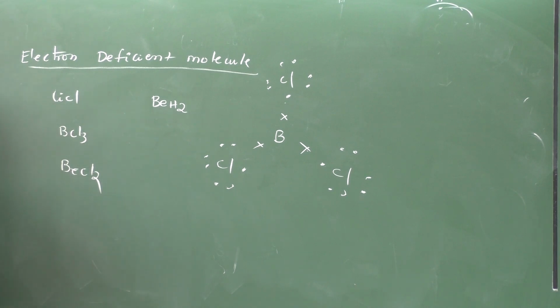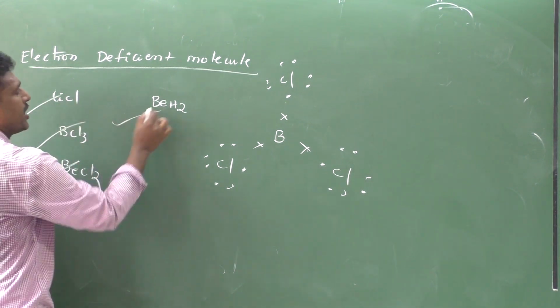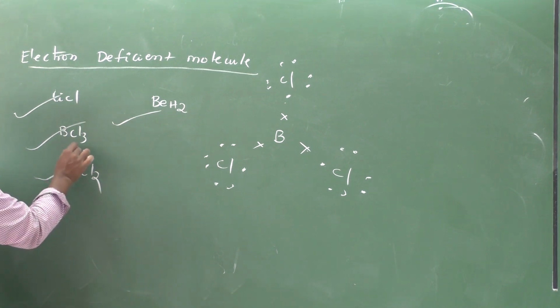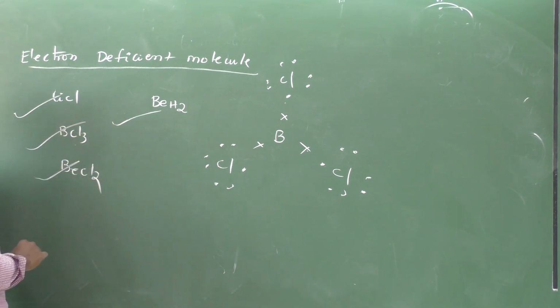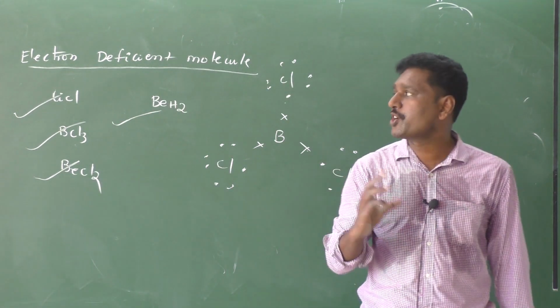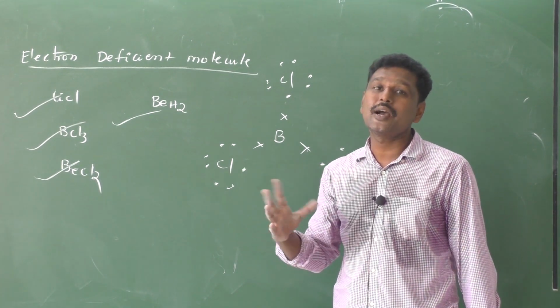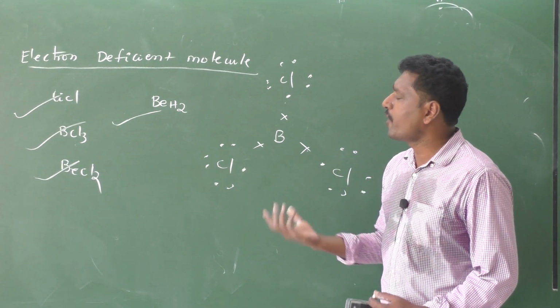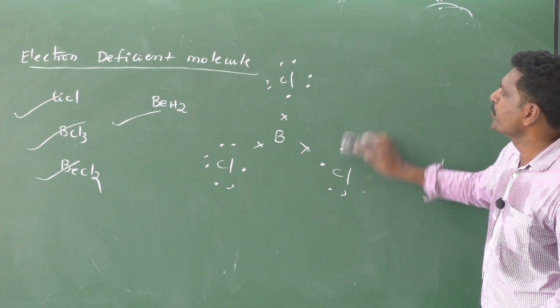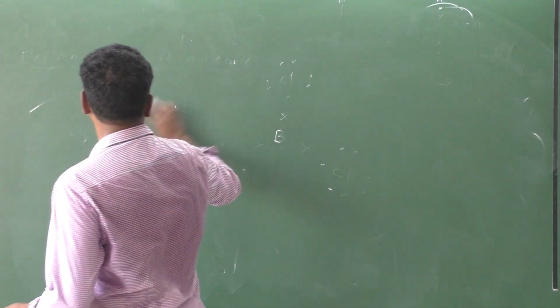So there are many electron deficient molecules, but we discuss these molecules: LiCl, BCl3, BeCl2, BH2, beryllium hydride, boron trichloride, lithium chloride, beryllium dichloride. These are examples for the electron deficient molecule or incomplete octet molecule. After that, expanded octet molecules. I will give a few examples for this.